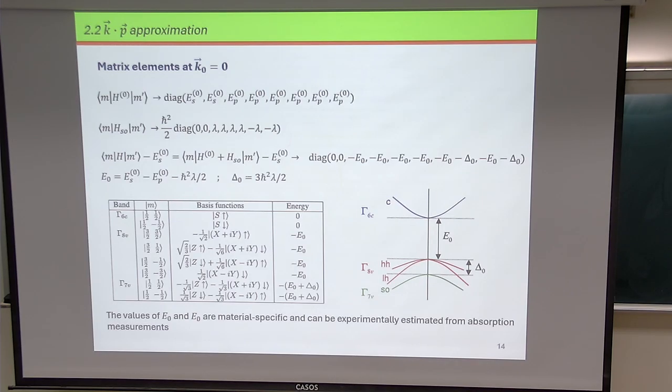And here are the matrix elements. So I calculate the matrix elements of H naught. H naught is the kinetic part plus the periodic potential. And because I don't know the periodic potential, I don't know what the eigenvalues of that are. So I will put in some parameters for them. Okay?